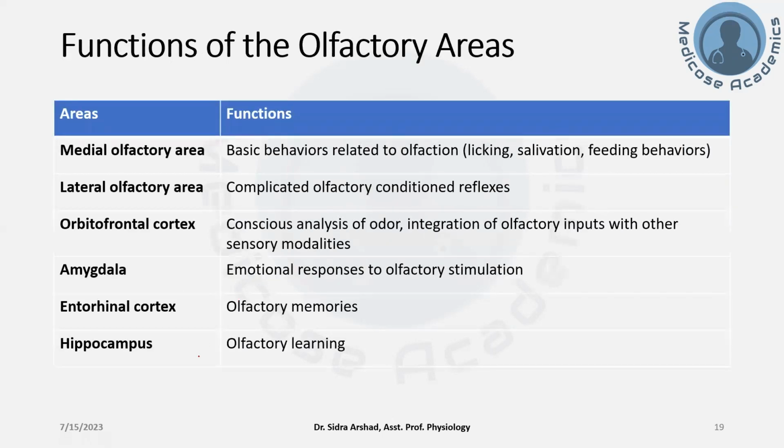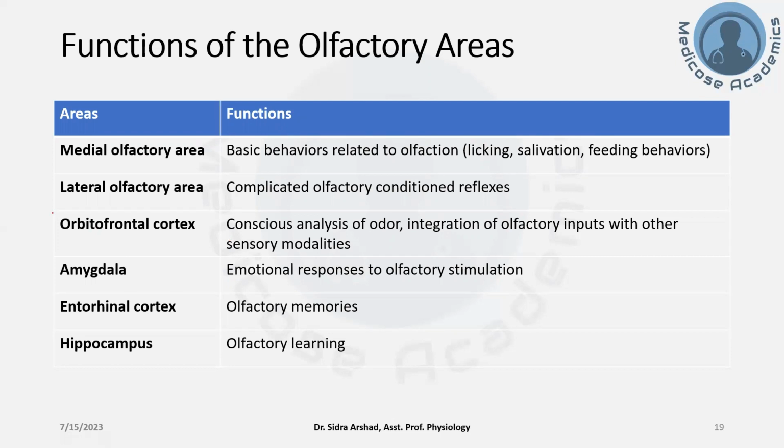So these are the functions of the olfactory areas which we had just discussed. The medial olfactory area is associated with basic behaviors related to olfaction, such as licking, salivation, and feeding behaviors, which are seen in animals as well. The lateral olfactory areas are actually involved in complicated olfactory conditioned reflexes.